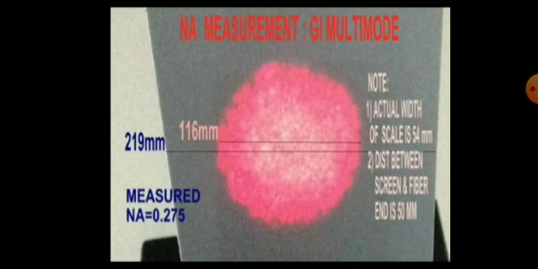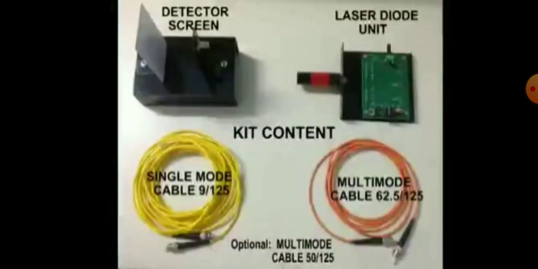This is our numerical aperture for the multimode cable. Again we calculate the diameter of the intensity pattern. Next you have to measure the horizontal length of the screen. Then measure the numerical aperture. From that you can give the conclusion for the V number.